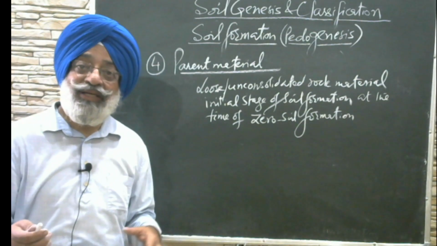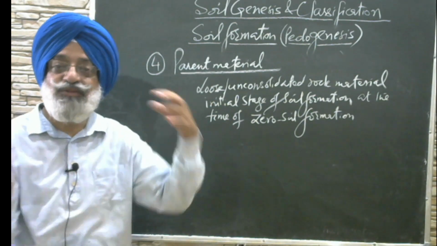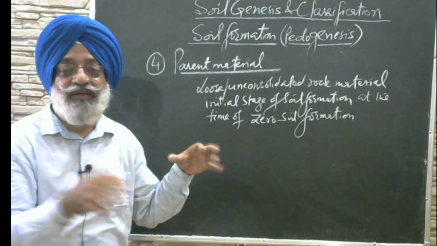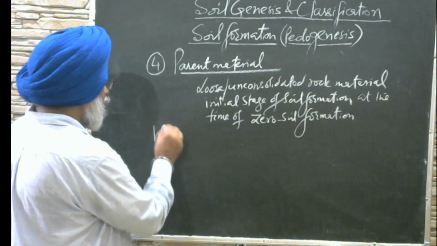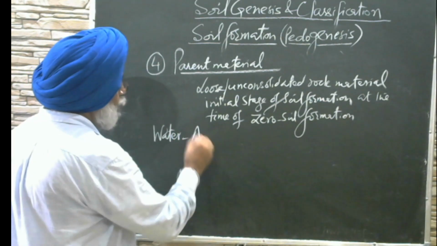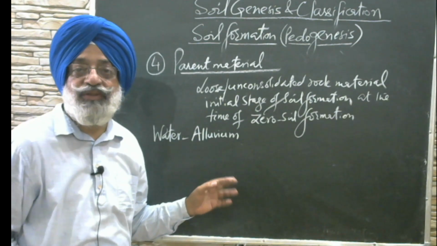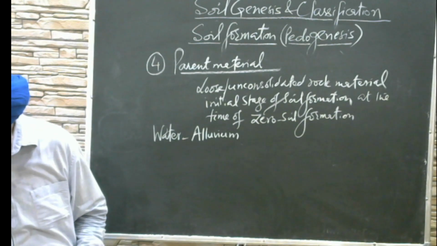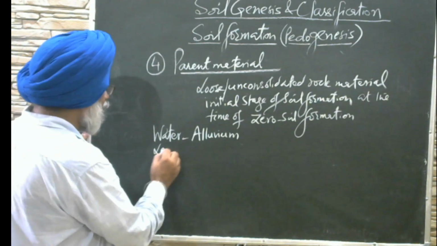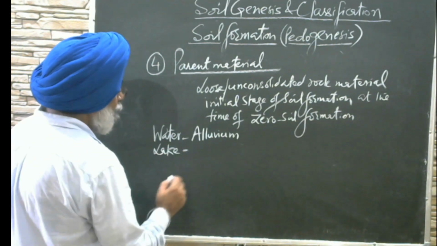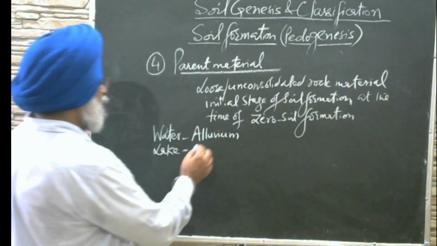Then you can classify parent material on the basis of the transportation process, how it has been deposited or created. For example, if it is transported by water, we call it alluvium. Generally the soils which develop from alluvium are called alluvial soils, generally considered to be very fertile soils. And if the parent material is deposited in a lake, and then the lake dries out, it is called lacustrine.